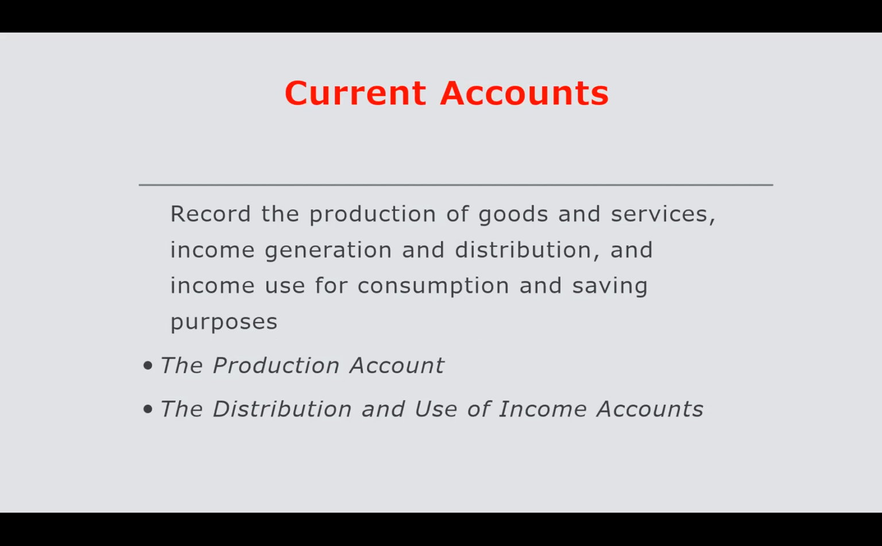Current accounts record the production of goods and services, income generation and distribution, and the income used for consumption and saving process. There are three main accounts under current accounts: the production account, and the distribution and use of income accounts.